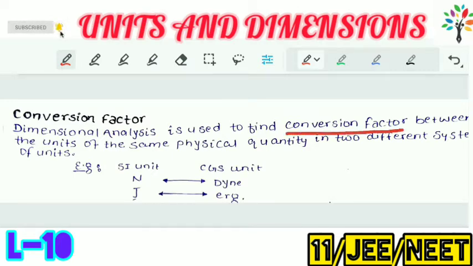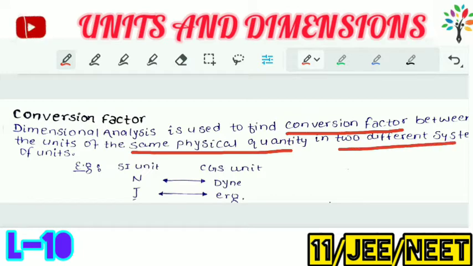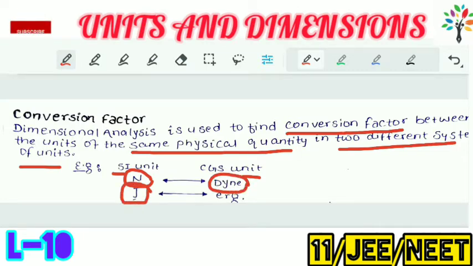between the units of same physical quantity in two different systems of unit, right? Suppose one system is our SI system and the other system is our CGS system. So in SI system, let us suppose the unit of force is Newton, and in CGS system it is dyne. In SI system the unit of energy is joule, and in CGS system it is erg.